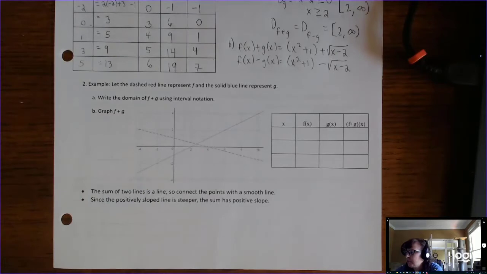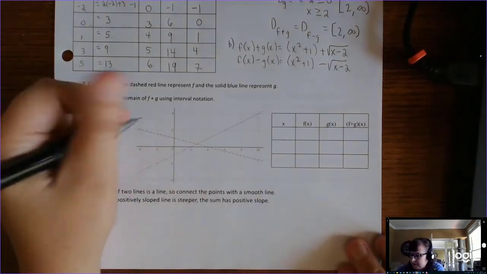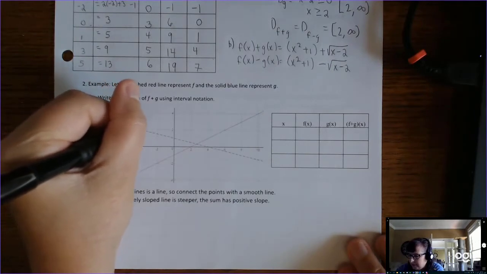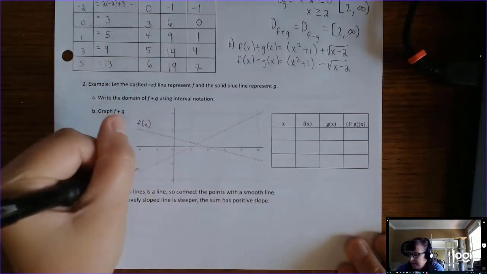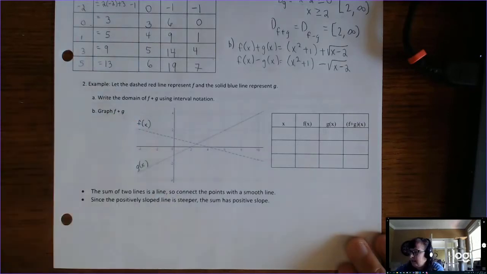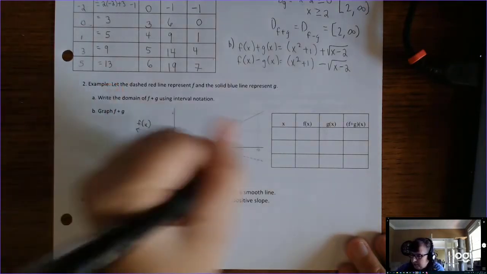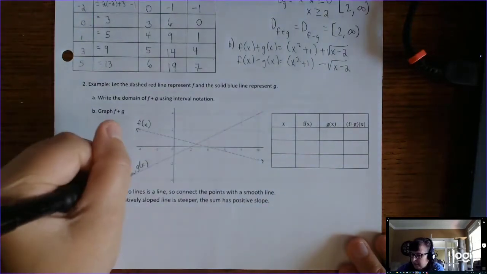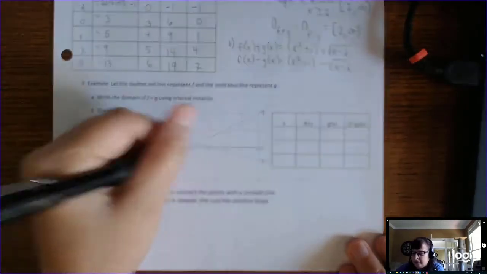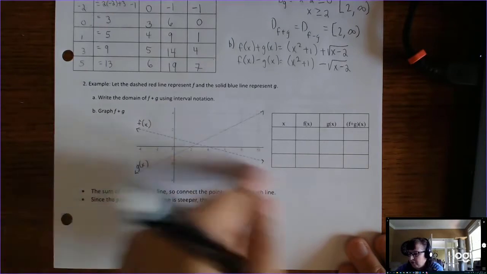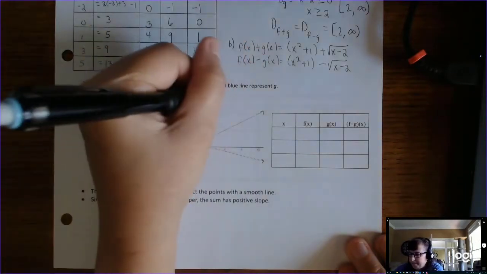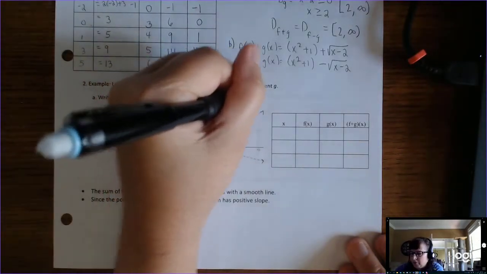Okay, so example 2, let the dashed red line represent f. So this is not color, so this is f of x, the dashed line, and then the solid line is g of x. Write the domain of f plus g using interval notation. Well, the domain for this one's pretty straightforward because this is a straight line and that's a straight line. Their x's are going to go on forever and ever, so the domain is just all real numbers.